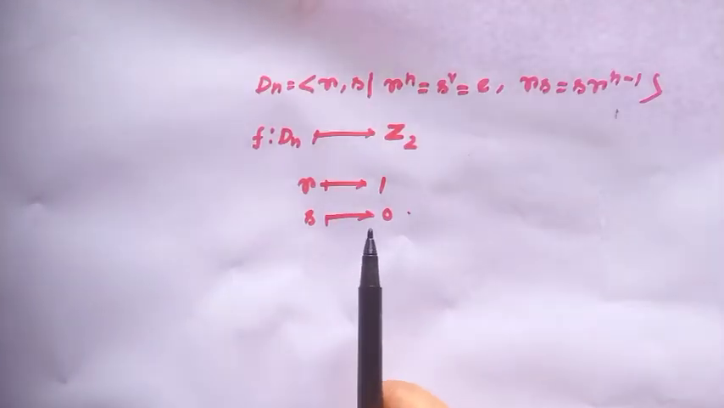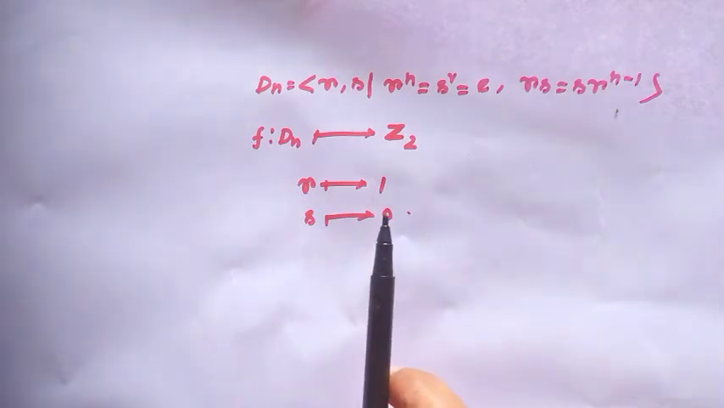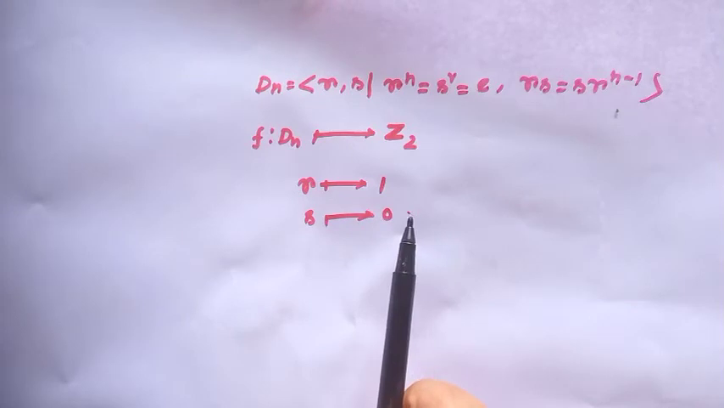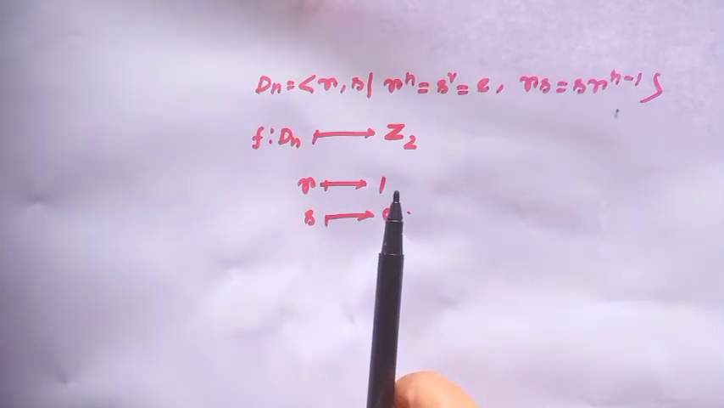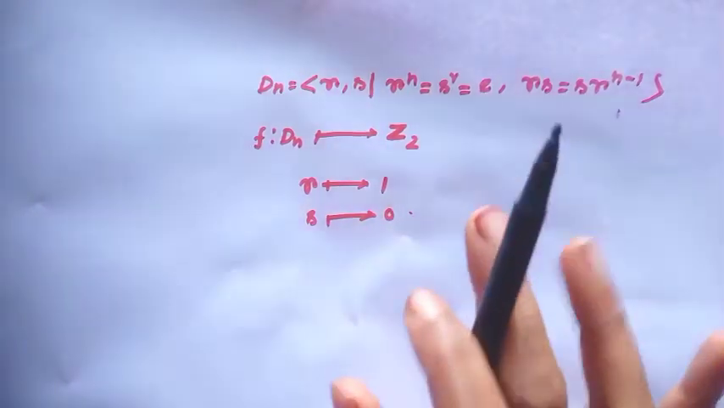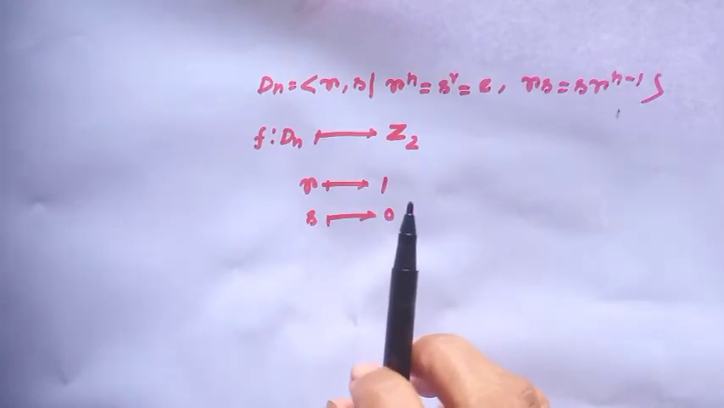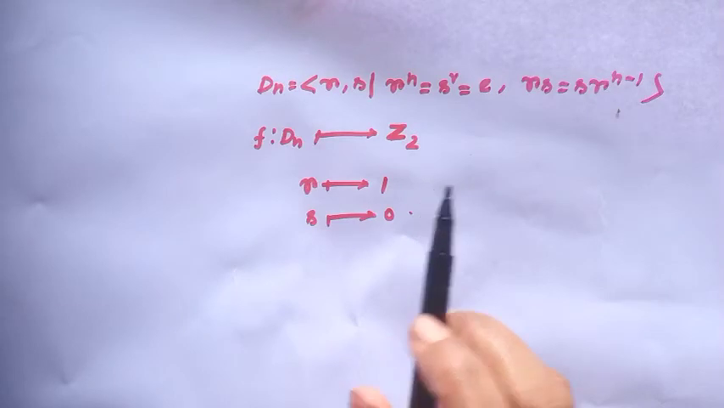Okay? Now consider this mapping in another way. Here the rotation sends to 1 and the reflection sends to 0. Previously I said rotation sends to 0 and reflection sends to 1. At first, let's see, is it a homomorphism?